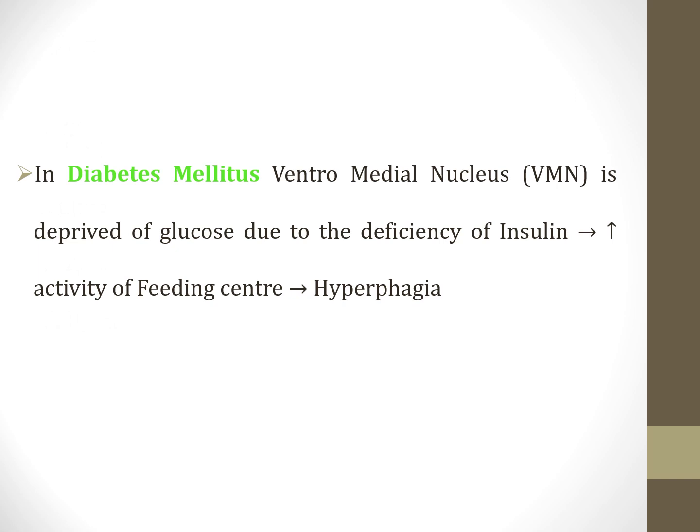Why is there hyperphagia in diabetes mellitus? It's a good question. In diabetes mellitus, the ventromedial nucleus is deprived of glucose due to deficiency of insulin. Insulin is absent, so glucose cannot go into the ventromedial nucleus, and therefore the activity of the feeding center increases and it is continuously stimulated. Whenever the feeding center is continuously stimulated, the person is going to eat a lot. That causes hyperphagia.